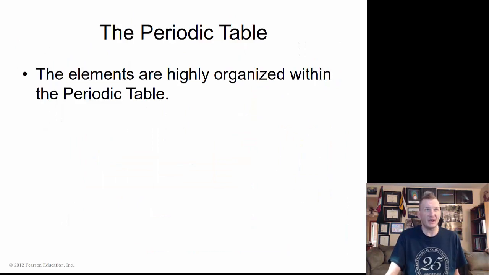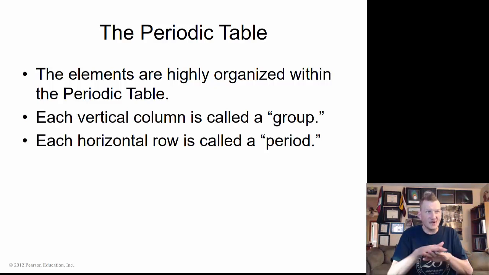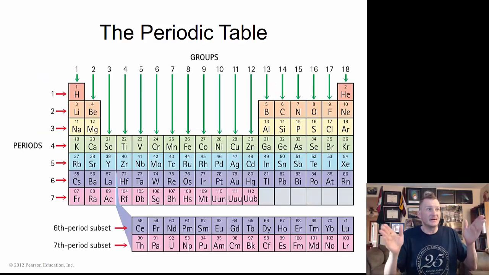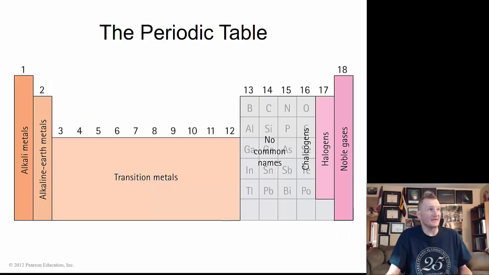And so the elements are highly organized within the periodic table. Each vertical column is called a group. Each horizontal row is called a period. And so here we see mainly 7 periods here, and we have about 18 groups in this diagram. And so we have different types of metals in this group. We have halogens, we have noble gases in this group. So they're all lined up in their properties.